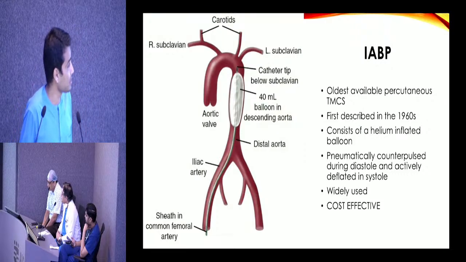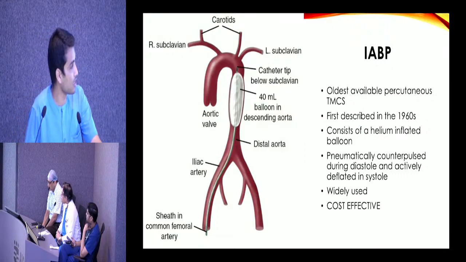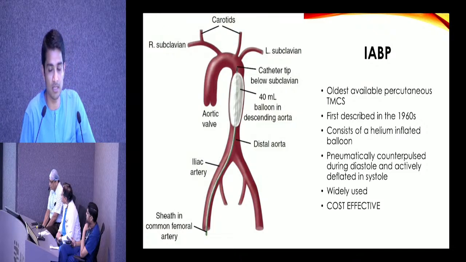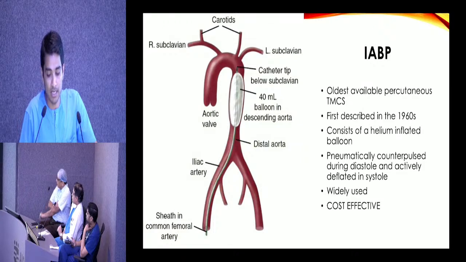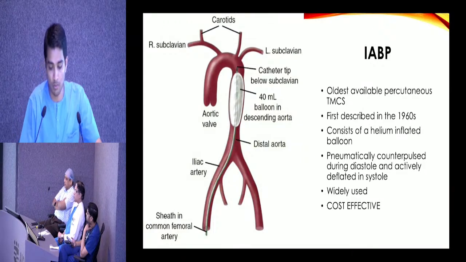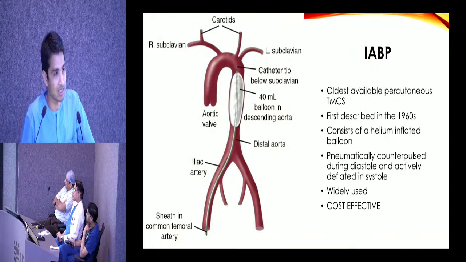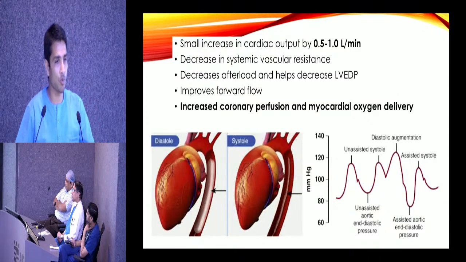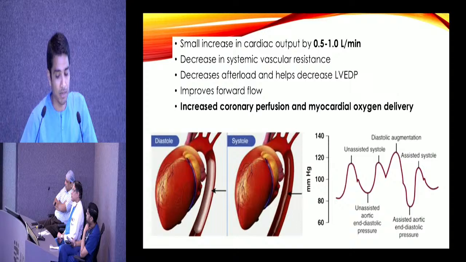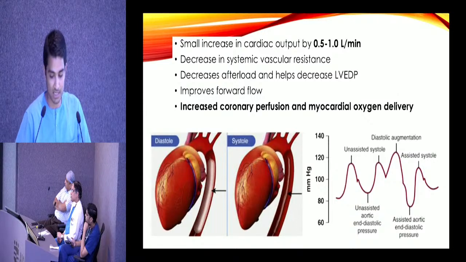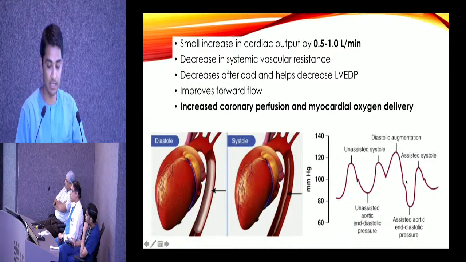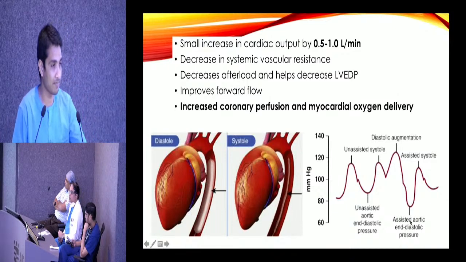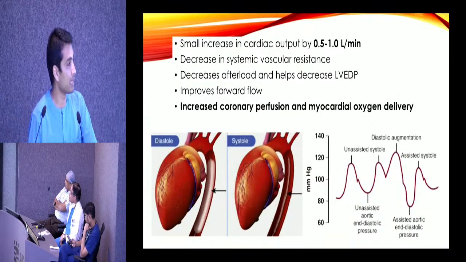So the IABP is the oldest device, available for decades: a helium-inflated balloon that is gated to the ECG, either electrically or just through the waveform. This is pneumatic counterpulsation. It's extremely widely used, mainly because it's the most cost effective. The cardiac output augmentation is quite small, often less than a liter, but it's helpful in decreasing the afterload, the systemic vascular resistance, and it does that by inflating in diastole. If you look at the diastolic augmentation, the aortic end diastolic pressure is lower after this augmentation, and that allows for better coronary perfusion.